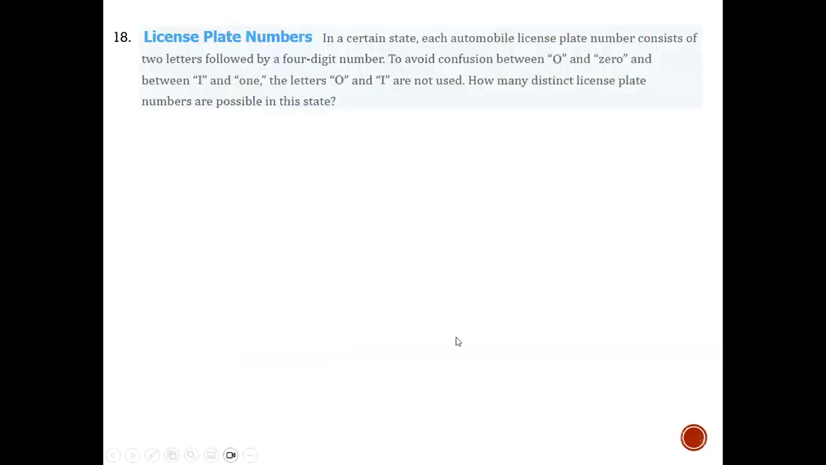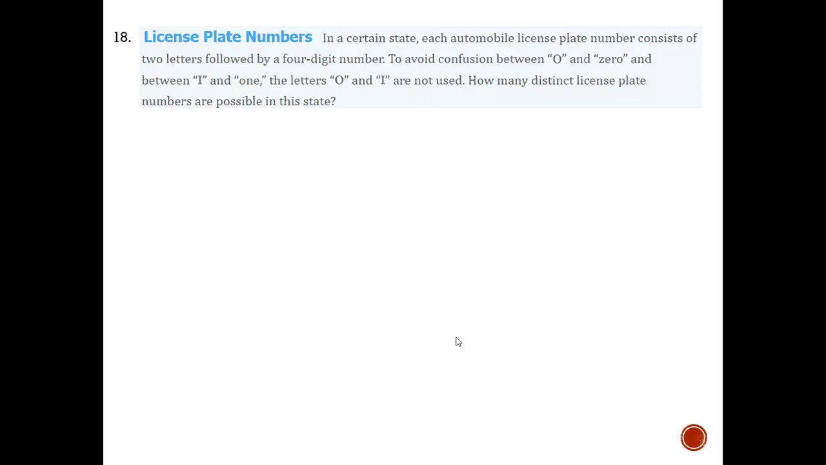Okay, so now we're moving on. If you remember at the end, you should have gone over counting techniques as well as probability. So now we're going to look at that. We're going to start with some counting techniques here with this example.